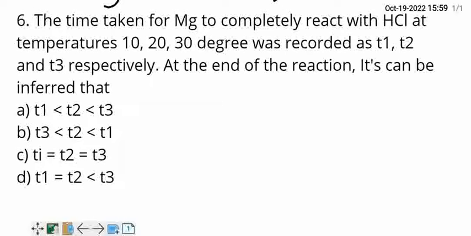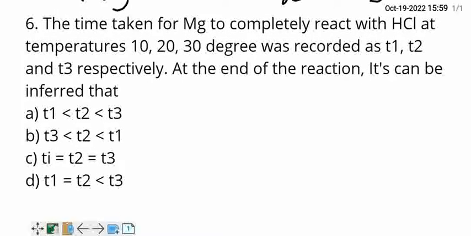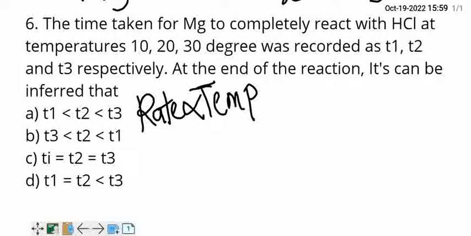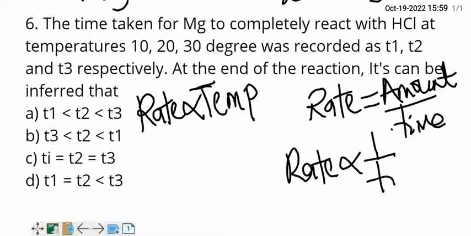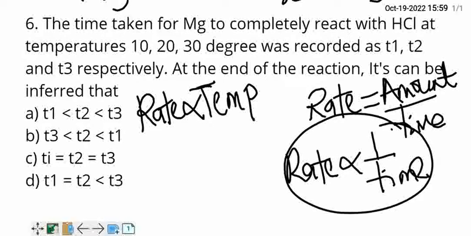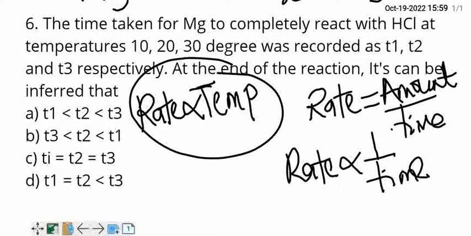Now, remember that the rate of a reaction is proportional to the temperature. Generally speaking, the higher the temperature, the higher the rate of reaction, and vice versa. At the same time, we also know that rate is equal to the amount of a species reacting or produced over the time taken. From here, rate is inverse to time. Rate is also direct to temperature.